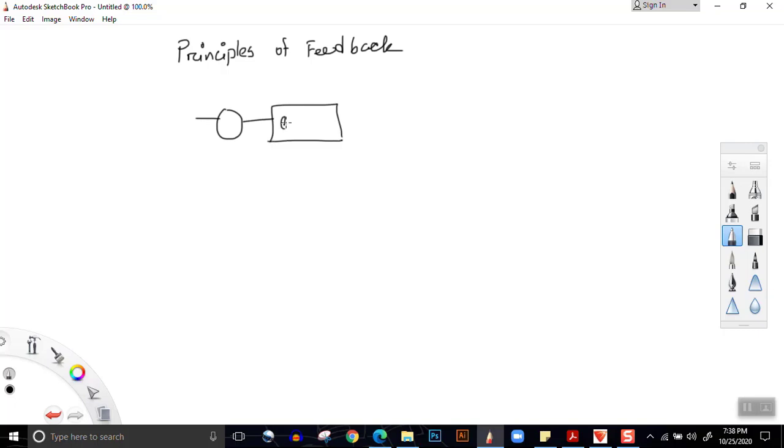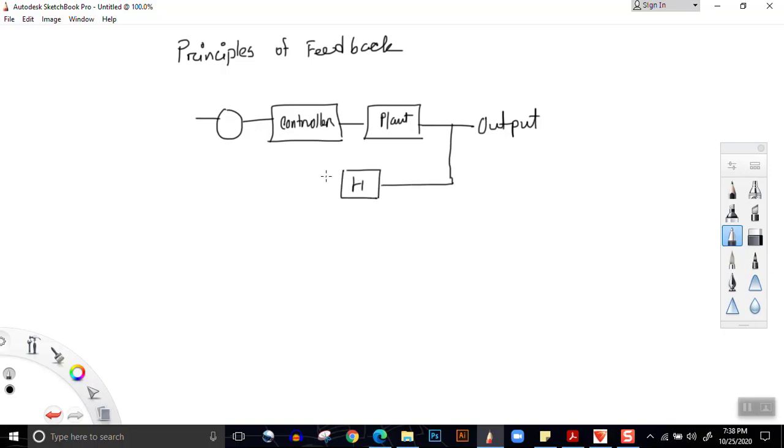Here we have the controller. Then after the controller, we have our plant. After the plant, we have our output. From the output, we take a feedback. From the feedback, we bring it here and we subtract it. Why do we subtract it? Because it is negative feedback.